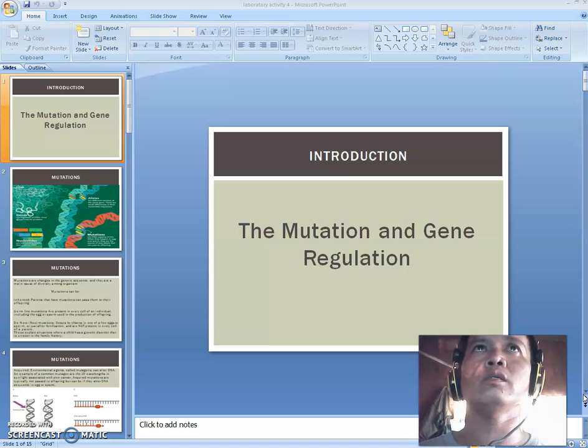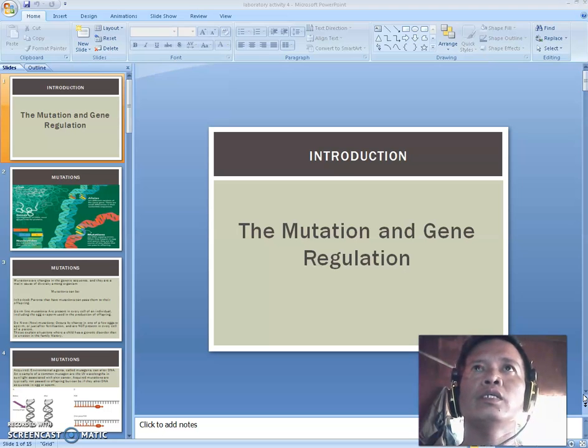Our topic today is about mutation and gene regulation. This topic is about why there is a genetic disorder, and why a member of our family may have a disease like this, because of what we call the responsible mutation. And gene regulation is the element to regulate the transcription and to modulate translation of mRNA. This is the act to induce or repress the expression of a gene.